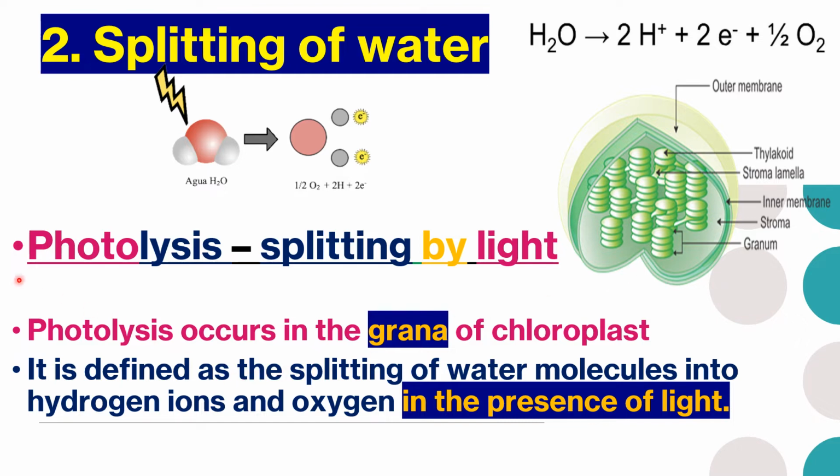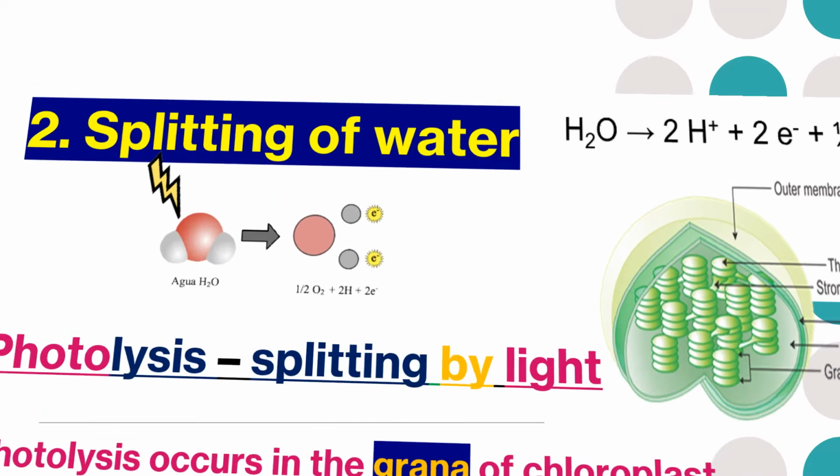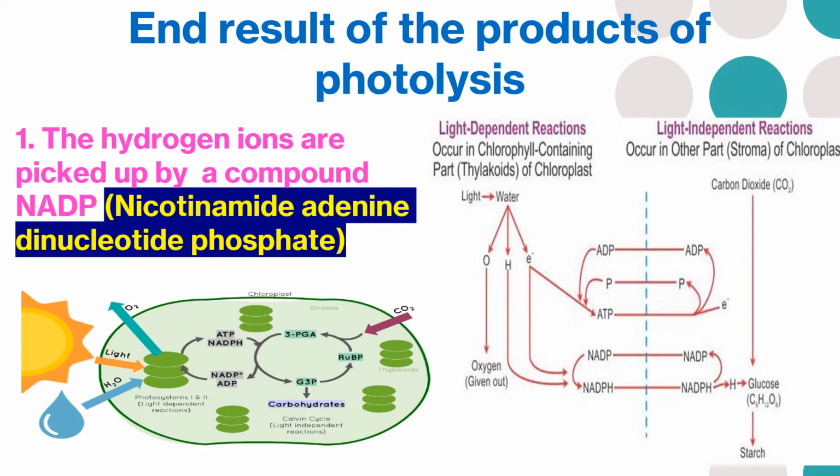What is the definition of photolysis of water? It is defined as splitting of water molecules into hydrogen ions and oxygen in the presence of light. That is the definition of photolysis of water. Here you can see water molecules split into hydrogen ions and molecular oxygen. End result of the products of photolysis.